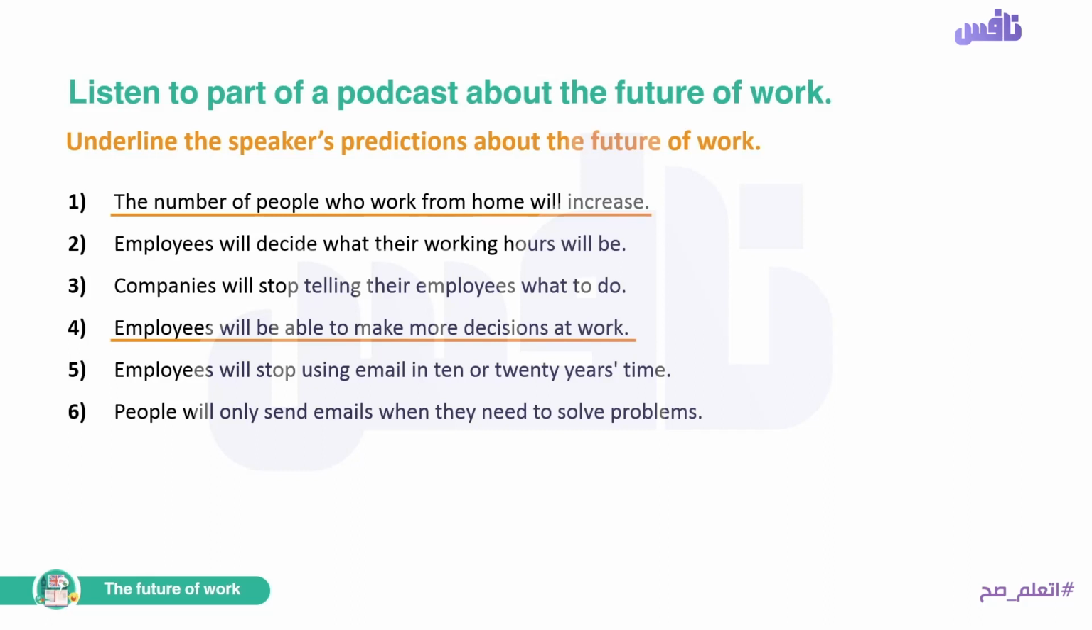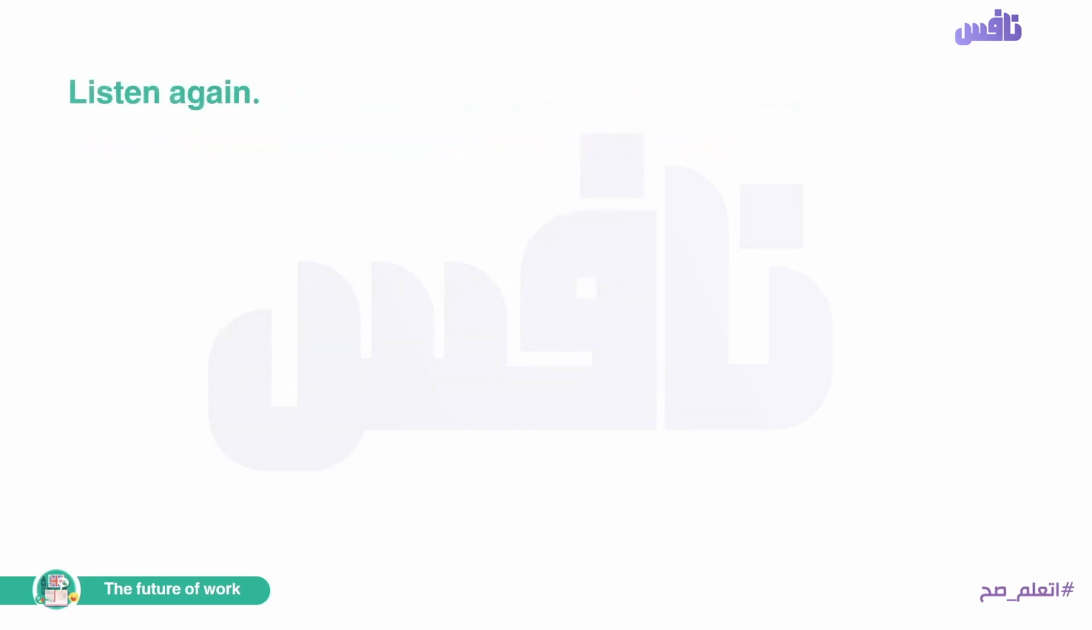What about number five? Employees will stop using email in 10 or 20 years' time. Yes, it's mentioned by the speaker. So let's underline it. What about number six? People will only send emails when they need to solve problems. No, it's not mentioned. Now, dear students, we're going to shift to a different question.